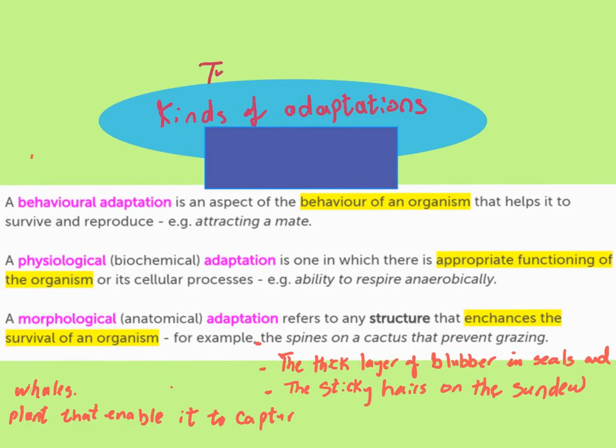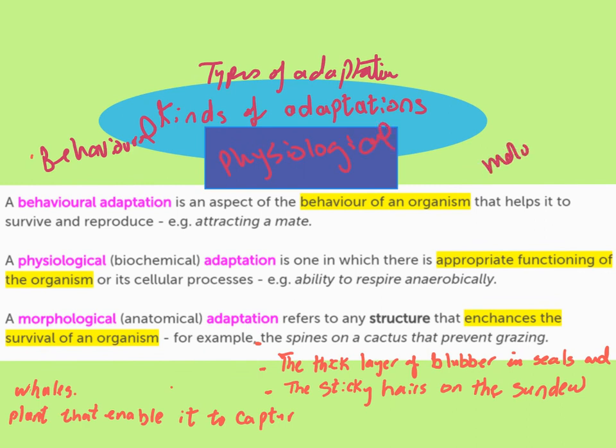There are three different types of adaptations: behavioral, physiological, and morphological. What is the main difference between them? Behavioral adaptation is an aspect of behavior of the organism that helps it to survive and reproduce, for example, when the organism is attracting a mate. So it is the behavior of the organism which helps it to survive.